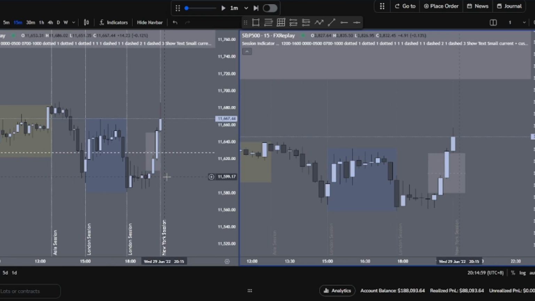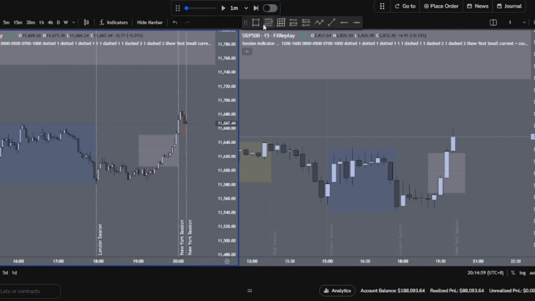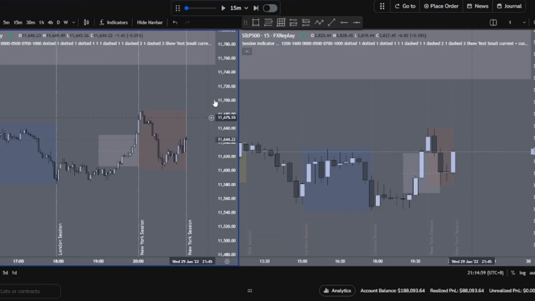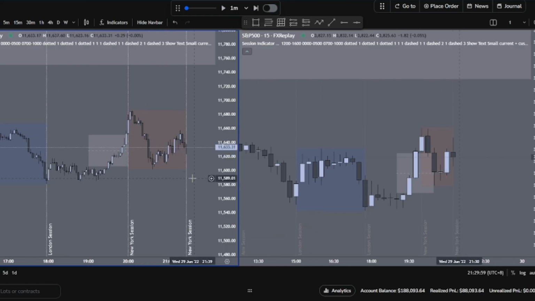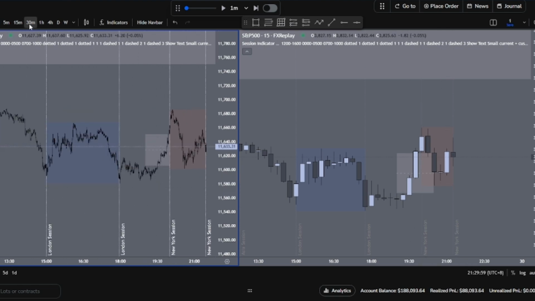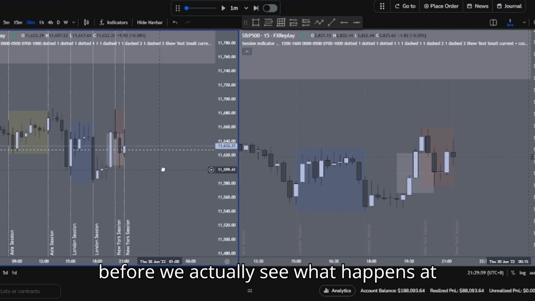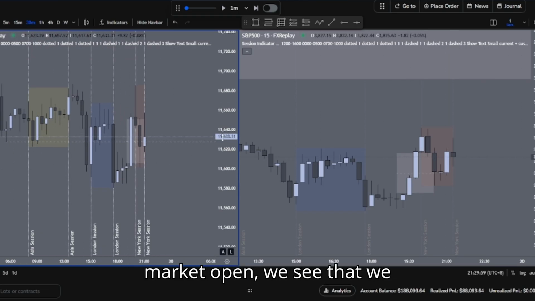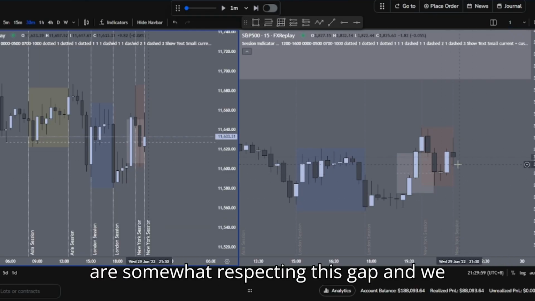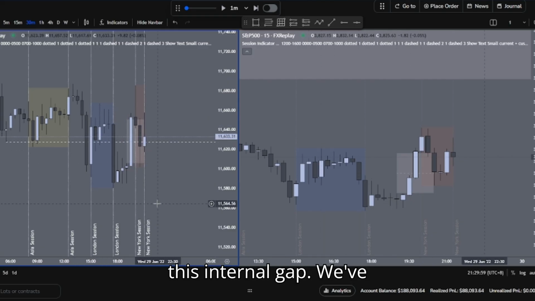Fifteen. I'll just keep it 30-minute. So okay, let's go to market open. Okay, before we actually see what happens at market open, we see that we are somewhat respecting this gap and we are pushing higher. We've also inversed this internal gap.